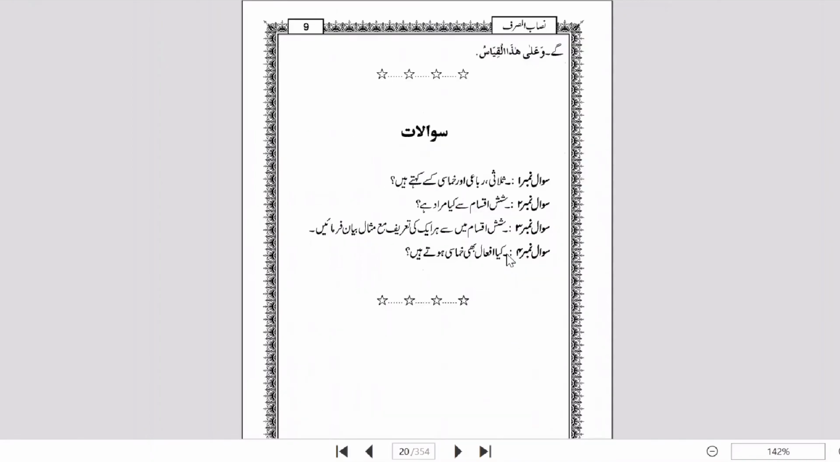So this is where the lesson ends, and in the next lesson inshallah we will discuss Haft Iqsam, the 7 types.